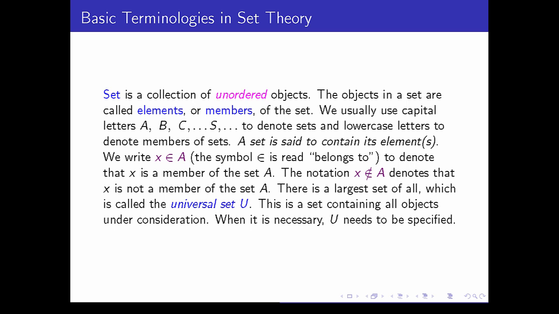And occasionally we also talk about the largest set of all, which is called the universal set, usually denoted by capital letter U. This is a set containing all objects under consideration. And sometimes, to avoid confusion, it is important to specify U explicitly.